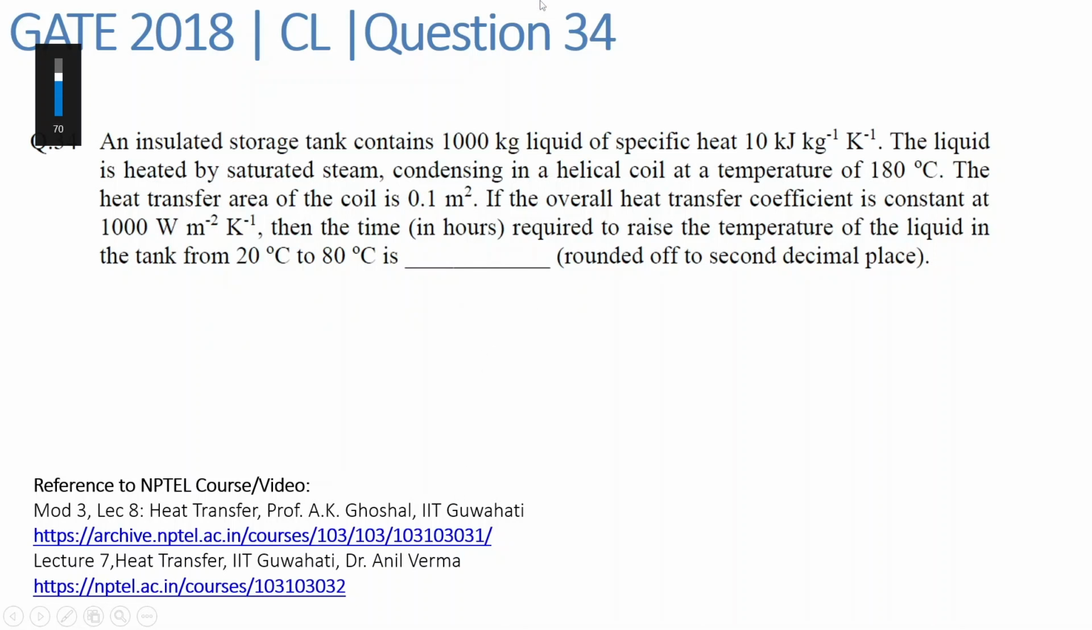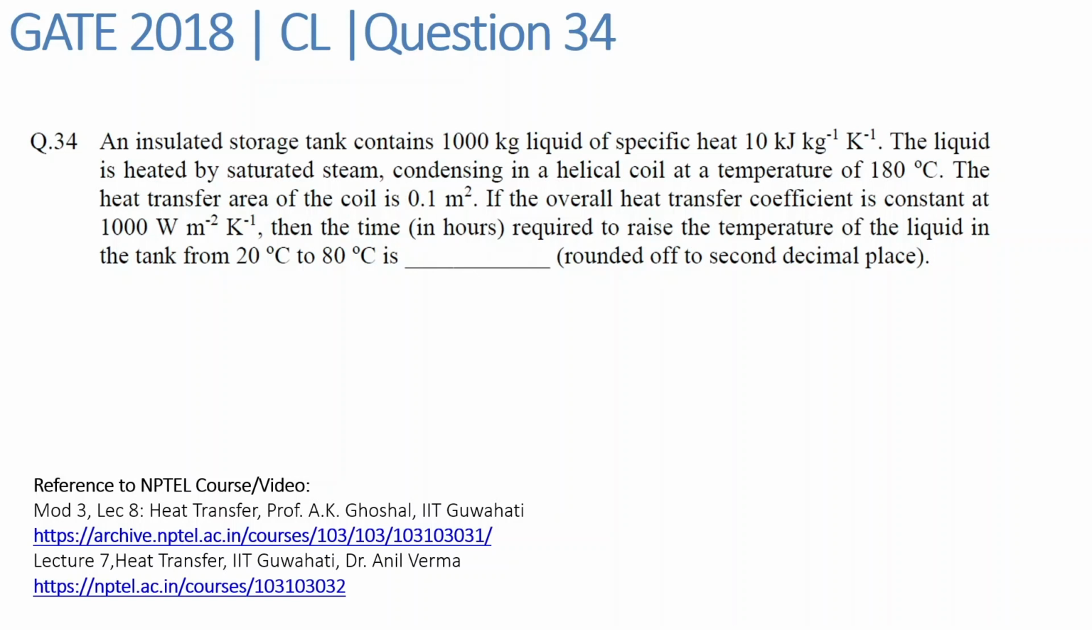Hello everyone, this is question 34 of GATE 2018 chemical engineering paper from the subject of heat transfer, and the question is, an insulated storage tank contains 1000 kg liquid of specific heat 10 kilojoule per kg Kelvin. The liquid is heated by saturated steam condensing in a helical coil at a temperature of 180 degrees Celsius. The heat transfer area of the coil is 0.1 meter square. If the overall heat transfer coefficient is constant at 1000 watt per meter square Kelvin, then the time in hours required to raise the temperature of the liquid in the tank from 20 to 40 degrees Celsius is dash.